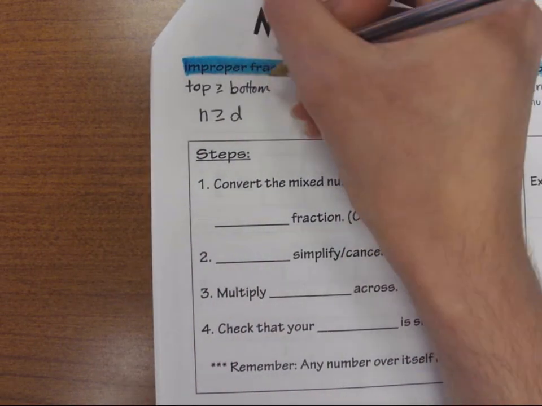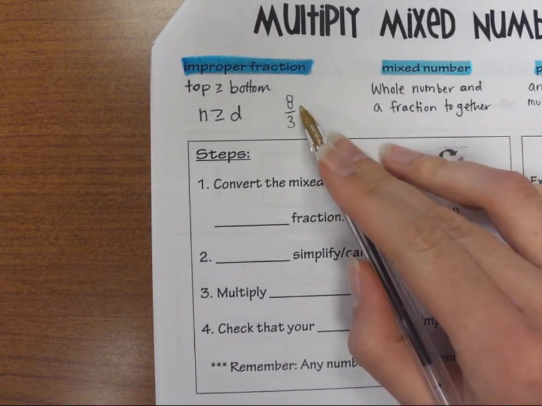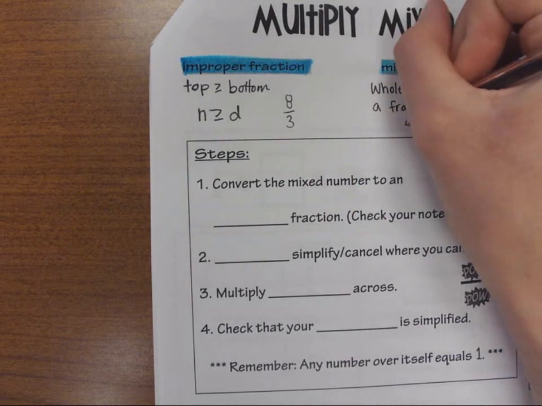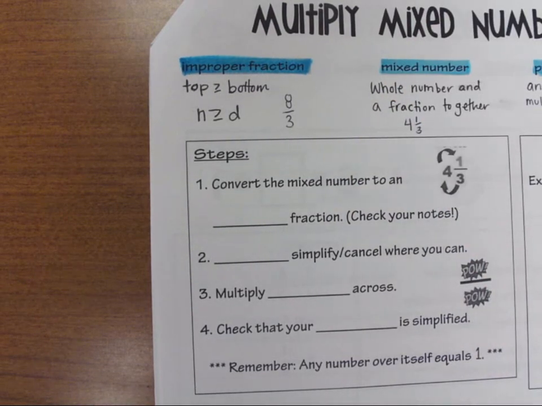So an example of this would be like if I had 8/3, or any time where the number on top is bigger than the one on the bottom. And my improper fraction would be 4 and 1/3. I'll write in a couple examples for you.